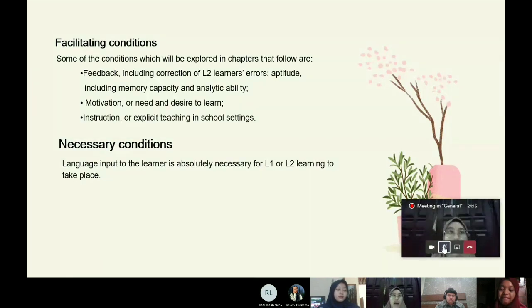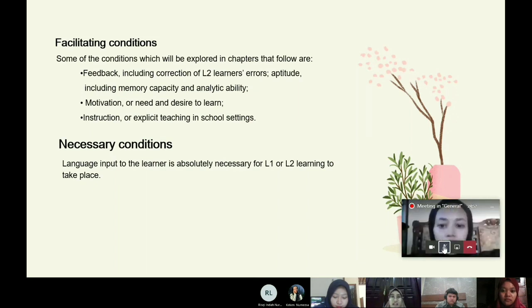Necessary condition. Language input to the learner is absolutely necessary for either L1 or L2 learning to take place. Children additionally require interaction with other people for L1 learning to occur. Reciprocal social interaction generally facilitates SLA. It is not a necessary condition.